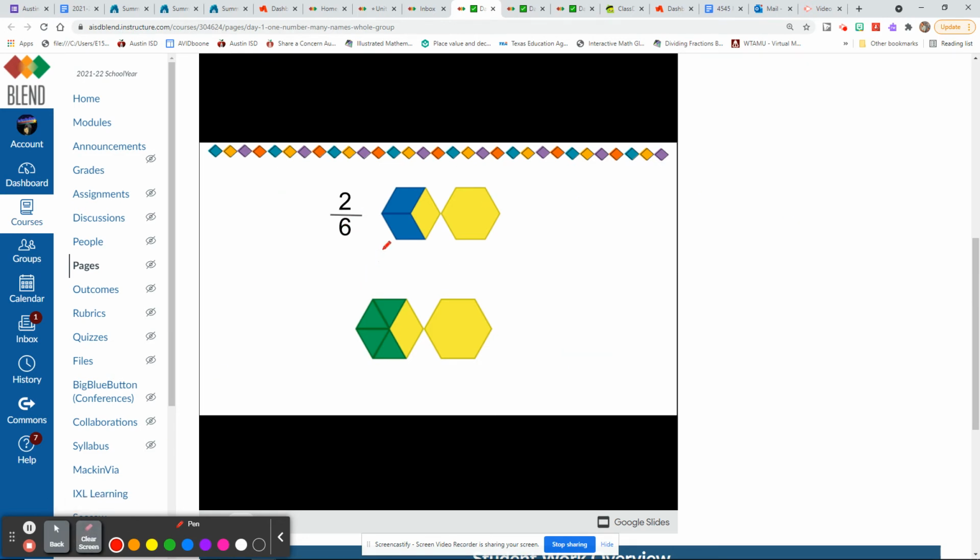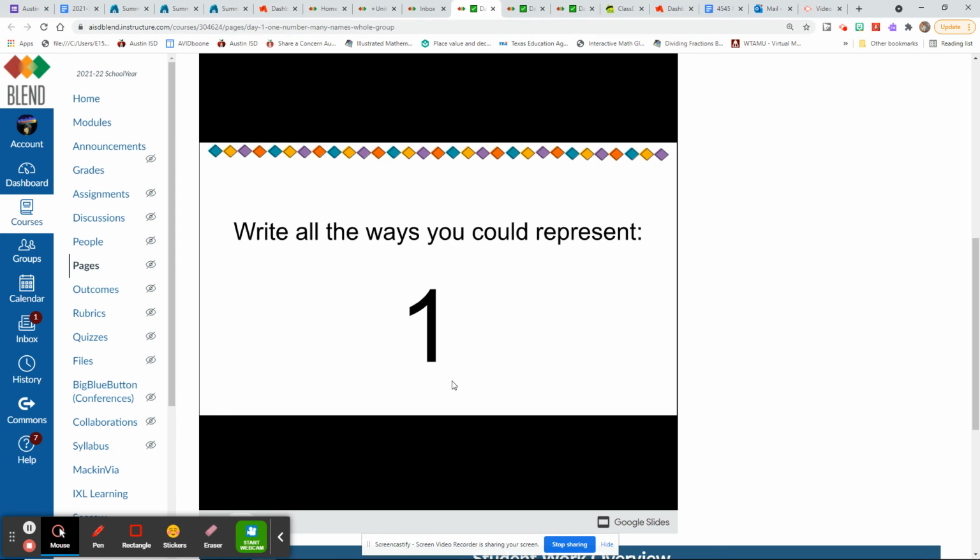And so we're just talking about fractions of something. So in this situation, these 2 diamonds are 2/6 of the whole if 2 of these hexagons are a whole. So fractions are flexible. Fractions just show pieces, and we're going to continue to work on fractions as we go throughout the week.